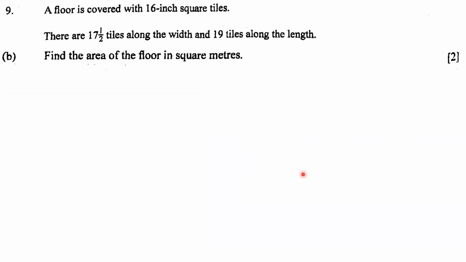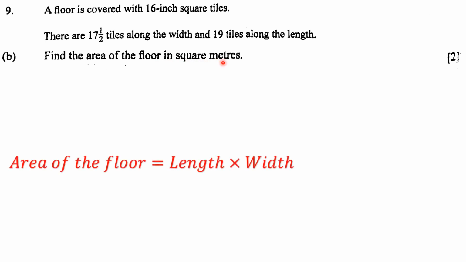Now, let's move on to the next part of the question. It says, find the area of the floor in square meters. Now, what is the formula for area? Area of the floor is going to be equal to length times width, right? What is the length? The length is 772.16 centimeters. That's what we found from the previous question.